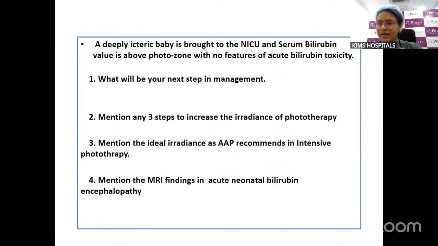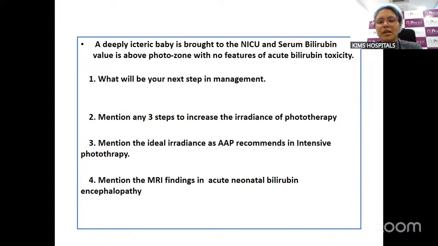So this is a case scenario. We see a deeply icteric baby with a serum bilirubin level which is above the phototherapy zone and no features of bind. The next step will be to start the baby on intensive phototherapy, which means the baby should be started on dual surface phototherapy, covering maximal surface area of the skin as possible, limiting the diaper area to the smallest possible area and a small eye bandage, and exposing the baby to the maximum spectral irradiance for the longest possible duration, and ensuring adequate hydration in the form of enteral feeding or intravenous fluids, whichever is appropriate based on the clinical stability.